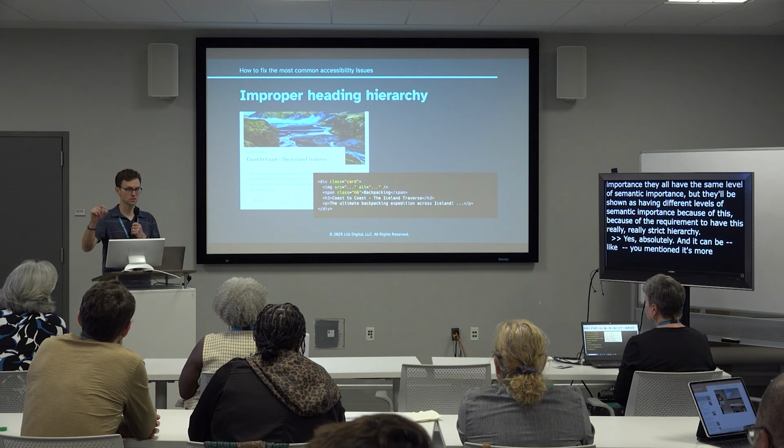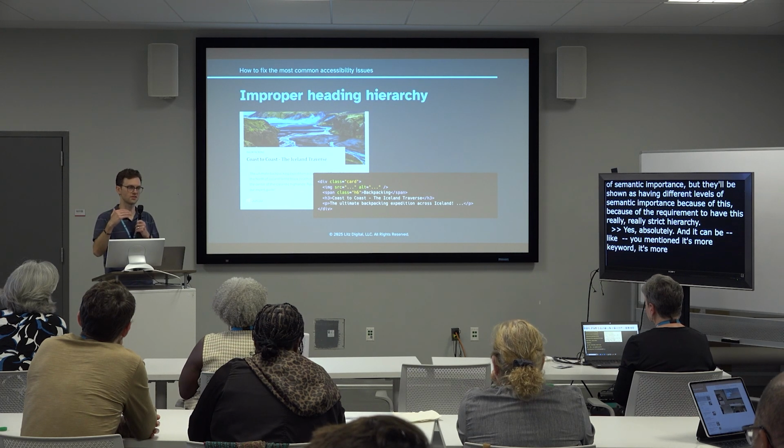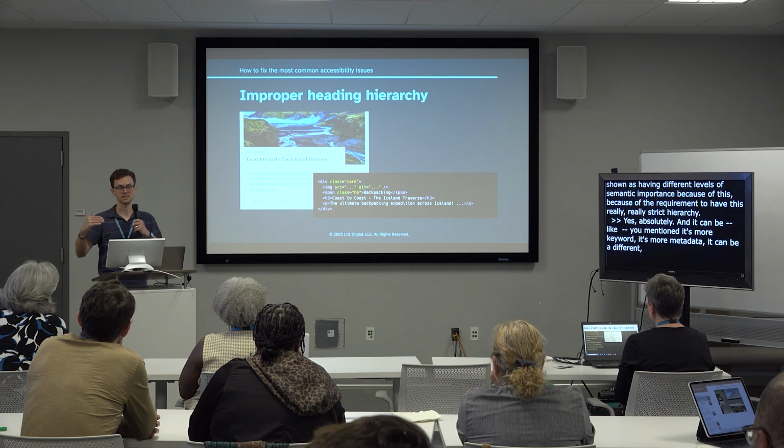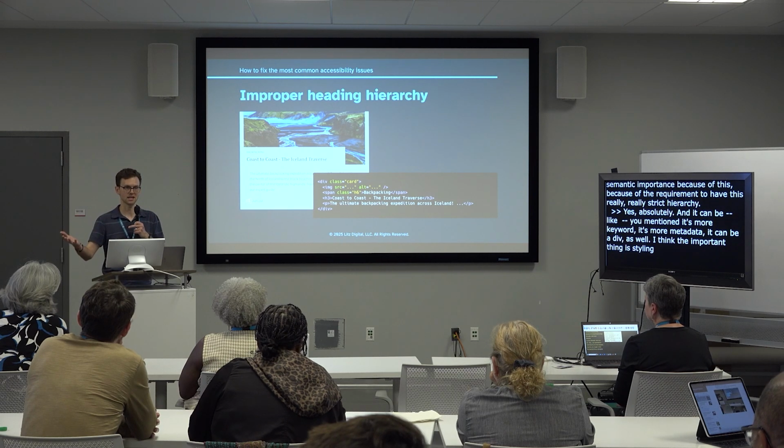And like you mentioned, it's more keyword, it's more metadata. It could be a div as well. I think the important thing here is just the fact that styling should always be separate from the tag itself in this case, so that you have the flexibility to assign a text style to something other than that specific heading level tag.